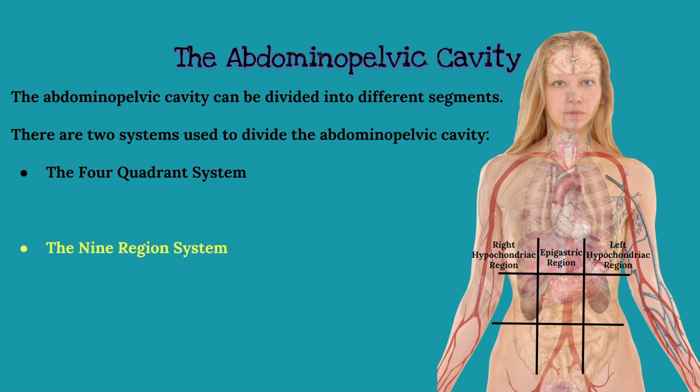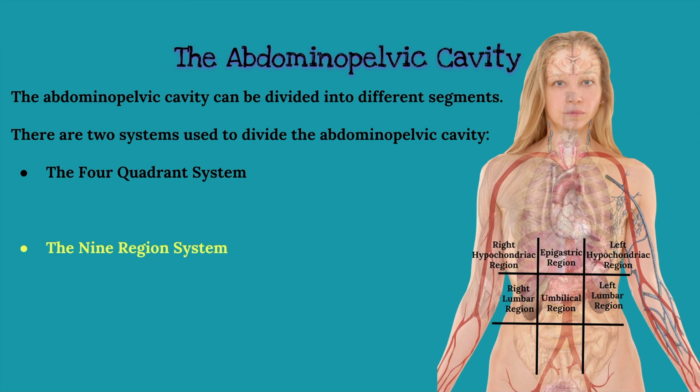This is the middle superior region located above the stomach. Epi meaning above, gastr meaning stomach. The left and right middle regions are called the right and left lumbar regions. They're located in the exact same region as the lumbar vertebrae. Between those two regions is the umbilical region, which is located above the umbilicus.